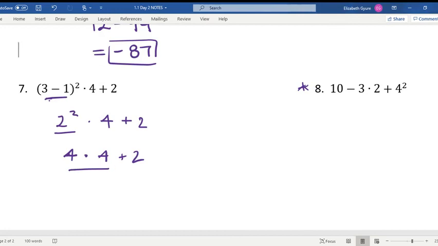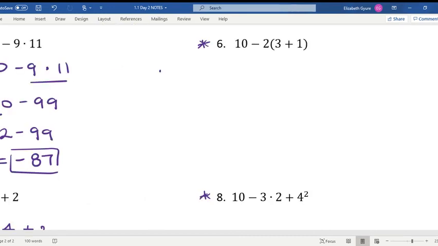4 times 4 is 16. So 16 plus 2, and 16 plus 2 is going to give us a final answer of 18. Excellent. Are we good with that one?